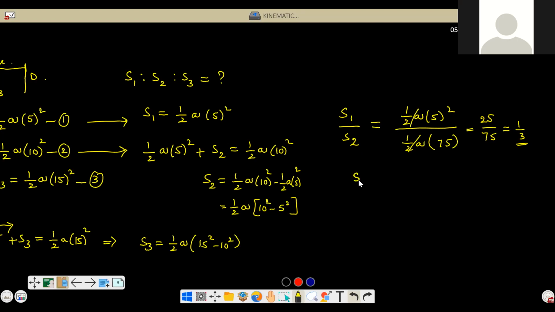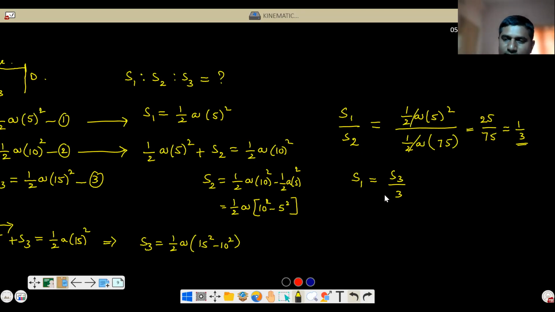So S1 is equal to S2 by 3. Sorry. S1 by S2 equals 1 by 3.